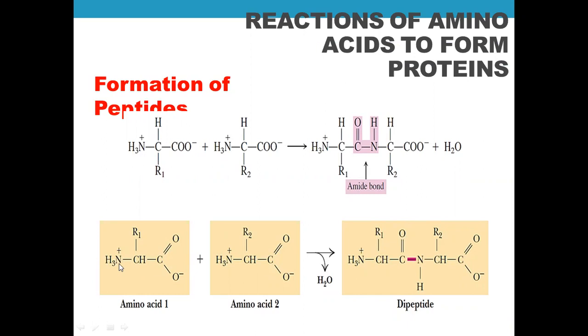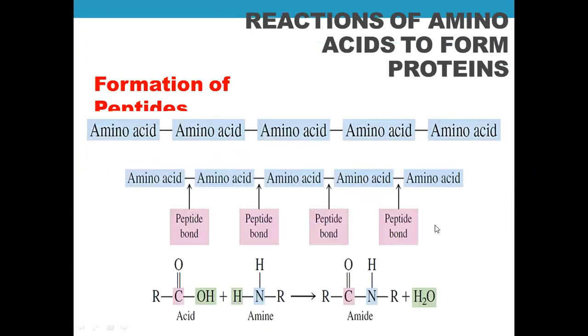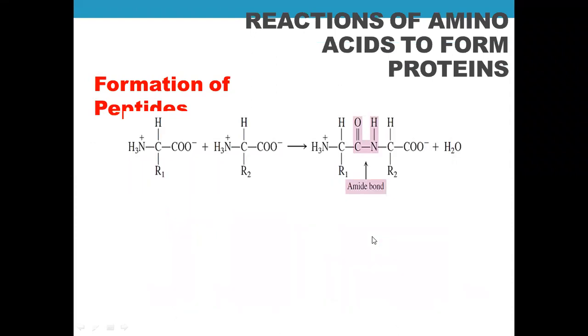So the carboxylic group of the first amino acid and the amino group of the second amino acid, you form a bond here, the C-N bond, and you will have your dipeptide, two amino acids here. You consider that to be a dipeptide. So what you form, this one is the basis of your peptide bond. Okay, so where is the peptide bond formed?